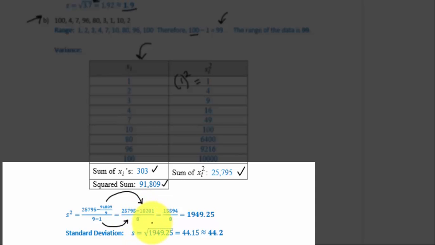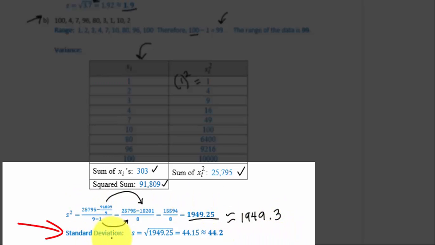Is that divided evenly? In our numerator, 25,795, subtract 10,201 gives us 15,594. Divide that by 8. Our final answer for sample variance is 1,949.25. Again, depending on where you would like to round this, you may call that 1,949.3 if you would like to round to tenths.